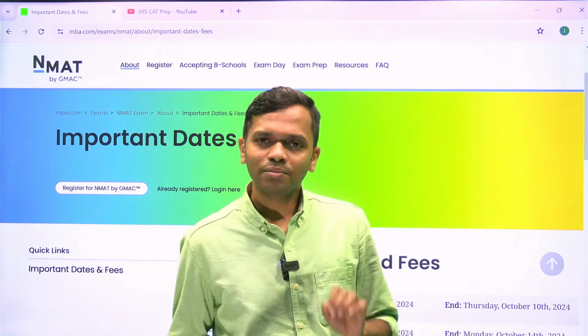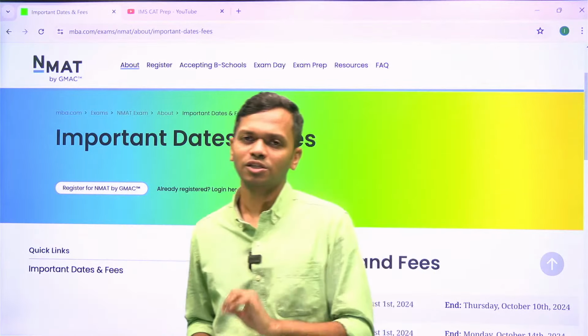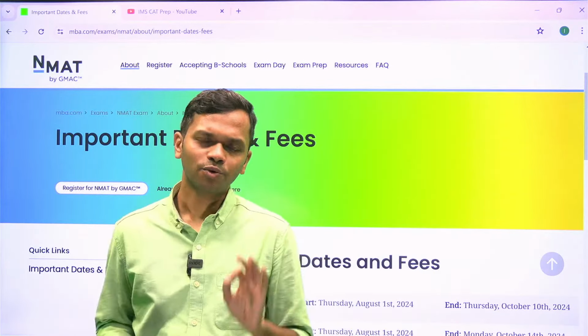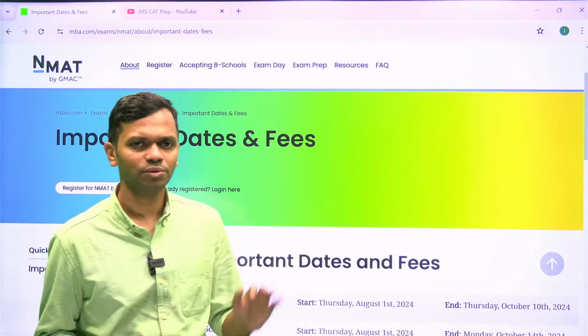Regarding the NMIMS application, once you register for the NMAT, you get an application ID, the GMAC application ID, and you use that to register for NMIMS. On the NMIMS website at this point of time, they haven't mentioned anything in terms of the dates, so we'll have to wait and watch. But for now, let's focus on NMAT. They have announced when NMAT registration is going to start, so let me take you through the important dates first of all.